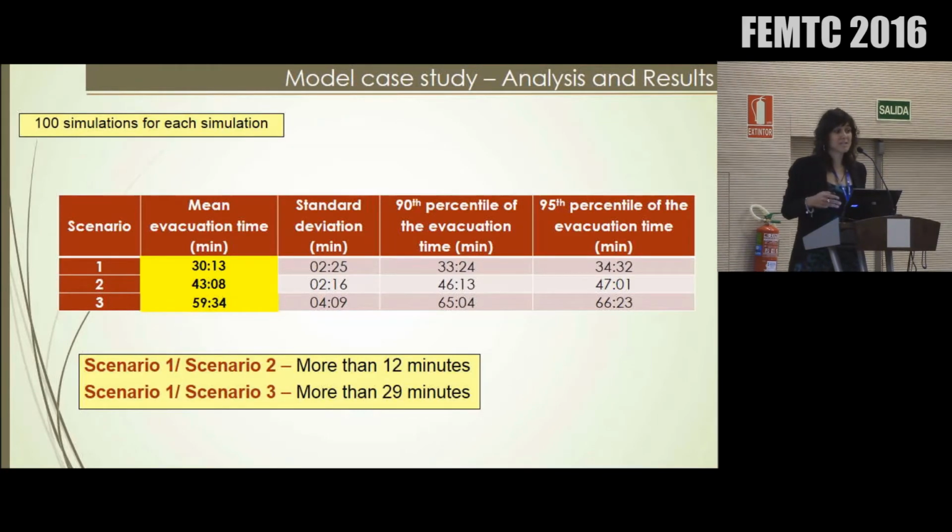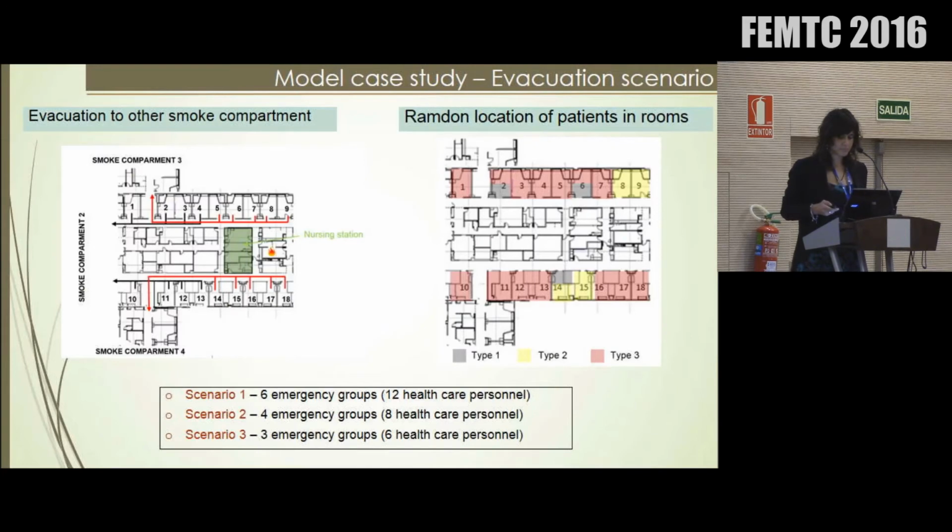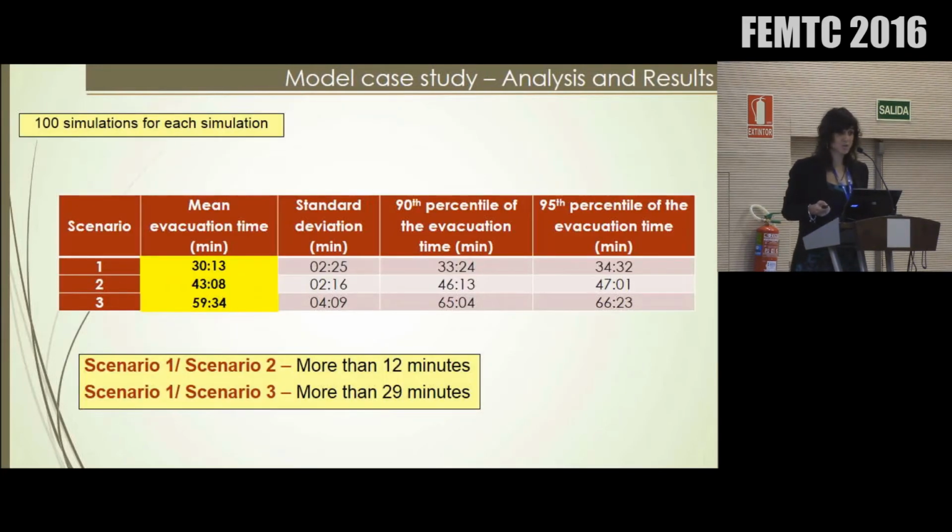In order to capture the variability, using the probability distribution function, I ran 100 simulations for each of these scenarios, and as you can see in this table, obviously, as we can suppose, the number of healthcare personnel is a key parameter in case of fire in a healthcare facility. If we compare scenario 1, which is for 6 emergency groups, and scenario 2, which is 4 emergency groups, the evacuation time increased up to 12 minutes. Also, if we compare scenario 1 and scenario 3 with 3 emergency groups, the evacuation time increased up to 29 minutes.